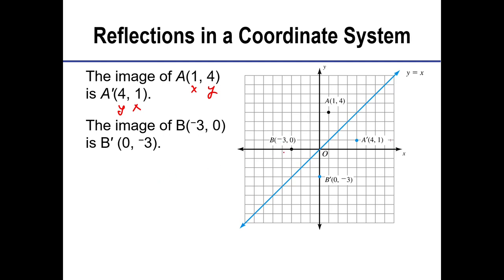If I want to reflect the point (-3, 0) across the line y equals x, then the B prime coordinate is (0, -3). Again, we just swap the x's and the y's, and it reflects across the line y equals x.